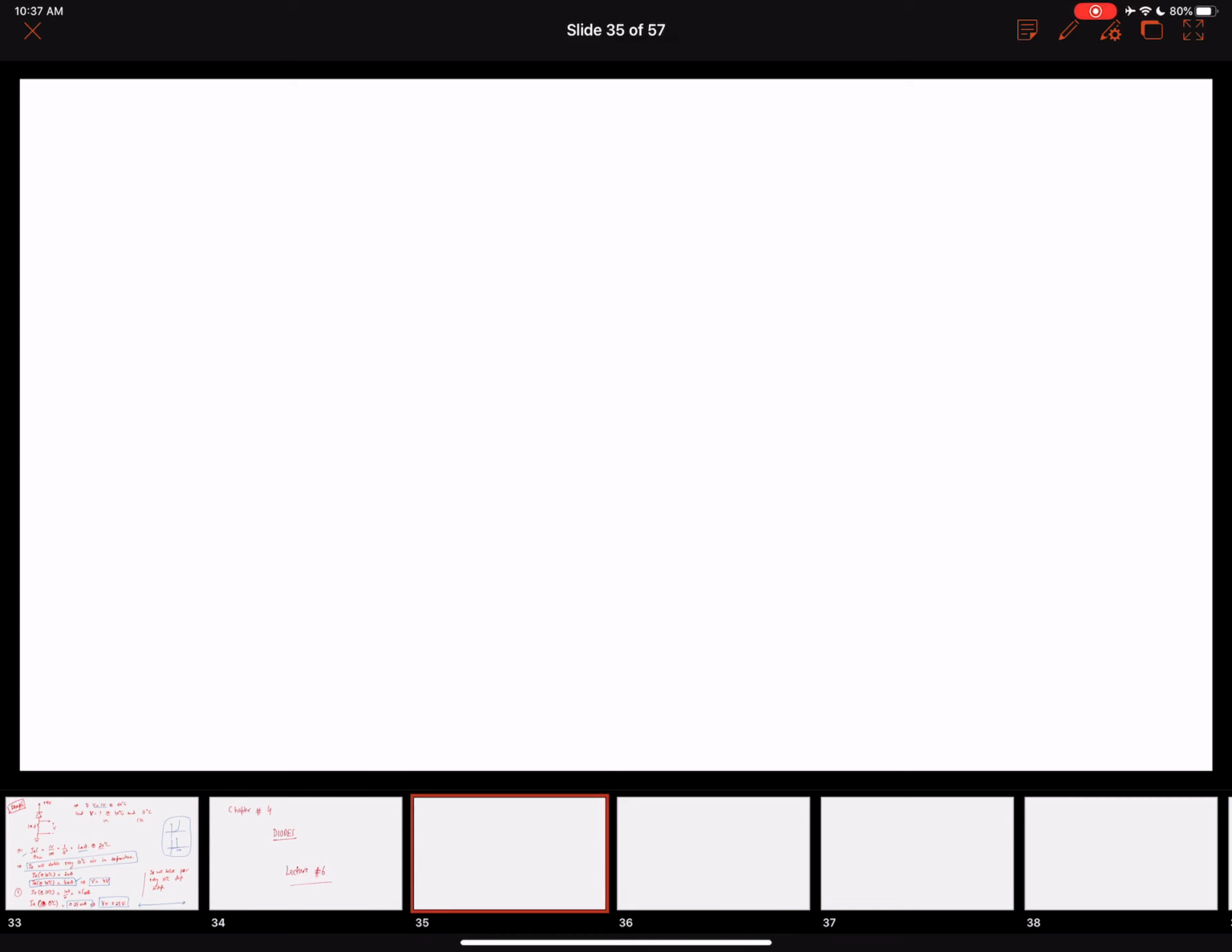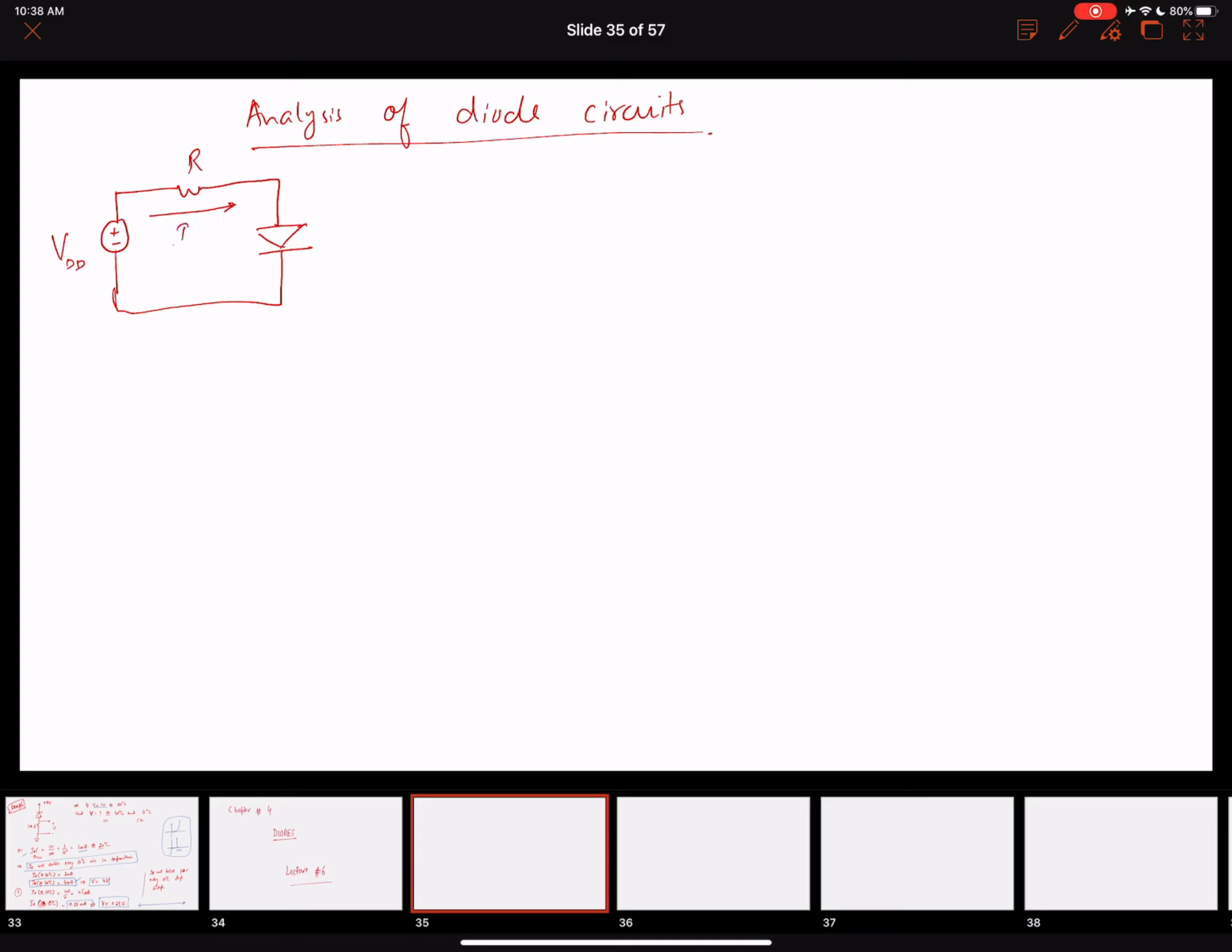All right, so we are mostly going to talk about analysis of diode circuits. So let me make a very simple circuit here. Suppose that this is the input supply VDD, this is a resistance, and we have a current ID, and here is a potential drop VD. And consider we are talking about operating the diode in a forward biased condition.